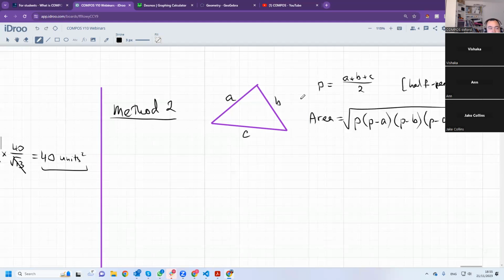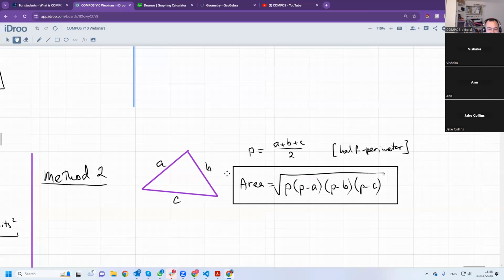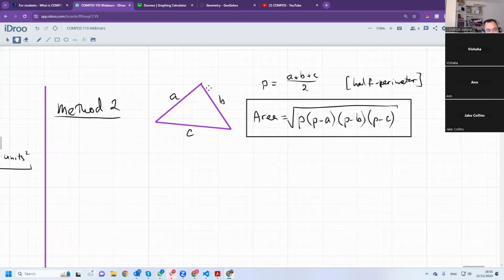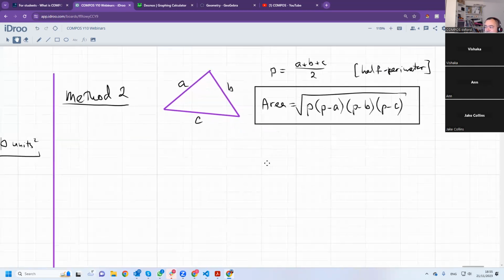Yes or no? Lovely. I love it when it happens. Yeah, so this works for any triangle. If you have the 3 sides of the triangle, you can work out the area. I think it's Heron's formula, but don't quote me on this. Look it up, whose formula it is.